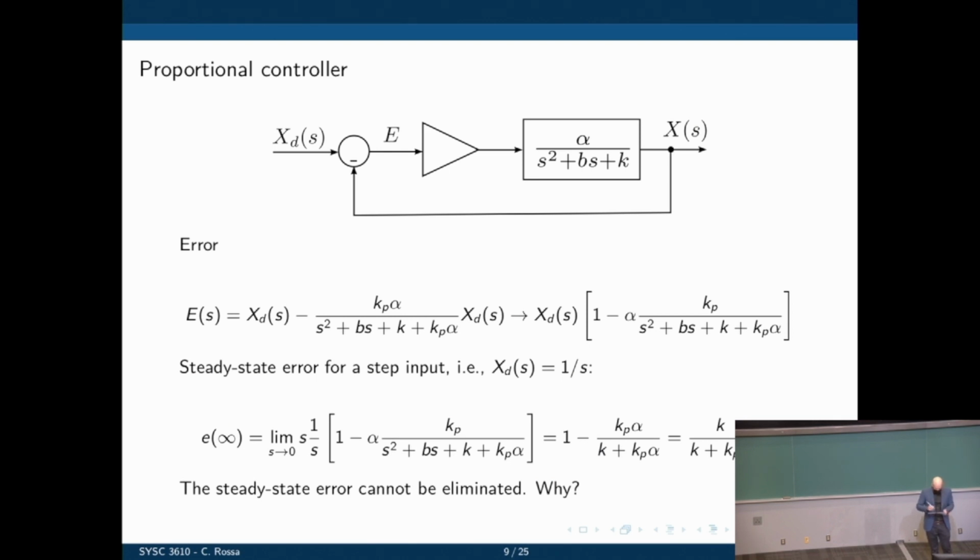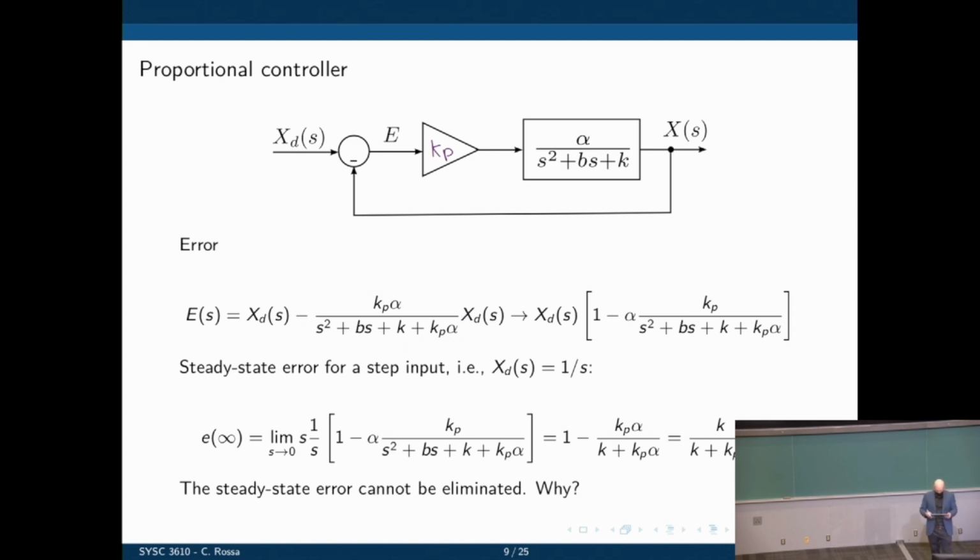We can prove that the steady state error can never be eliminated, and here is the proof. We can find the closed loop transfer function of this system, and here it is. We multiply that by the desired input, we get the output. Now the desired input minus the output is the error.